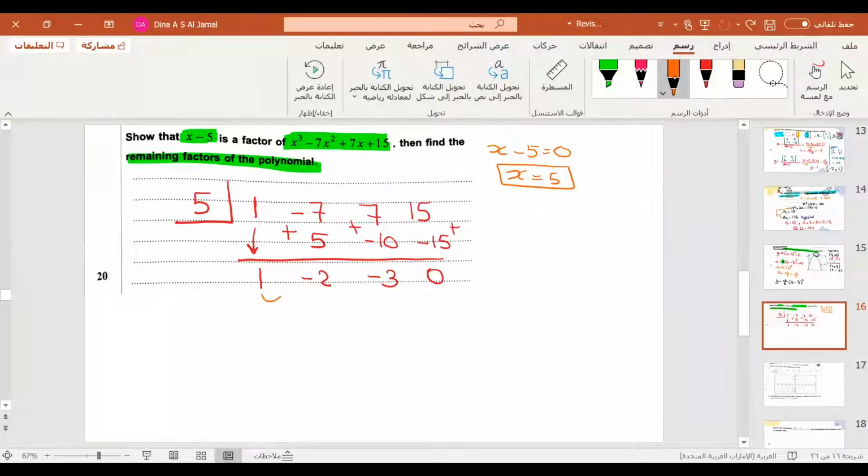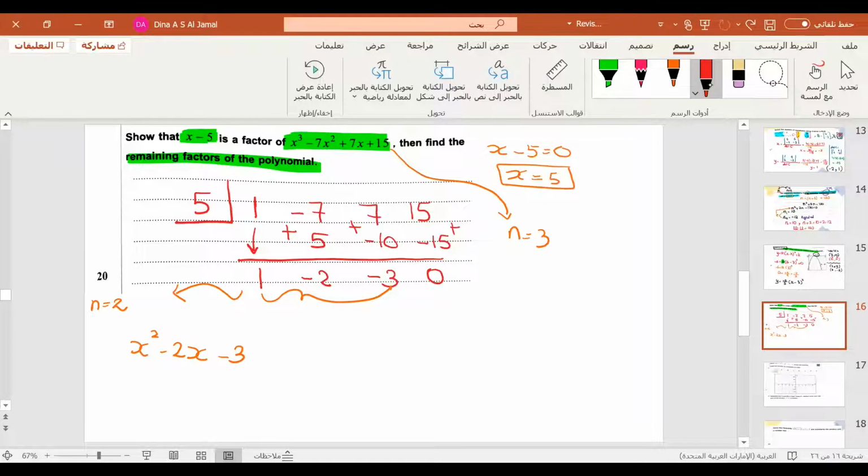So this is your depressed polynomial. Here you are having the power of 3. Your depressed polynomial is n minus 1. That means it is with the power of 2. So it will be x squared minus 2x minus 3. So if you would like to find the remaining factors, you will make it equal to 0 and factorize it further. So when you factorize it, you will be having (x - 3)(x + 1). So these are your factors already.